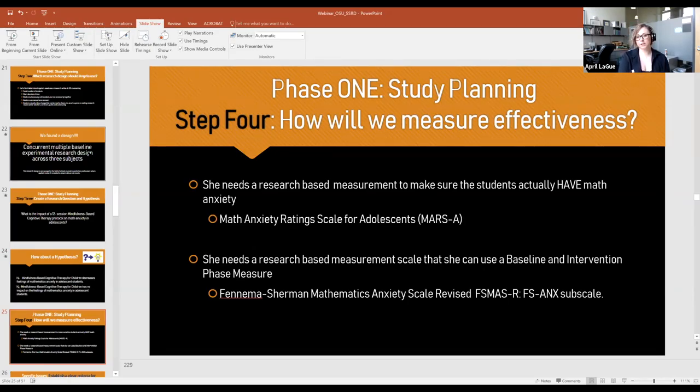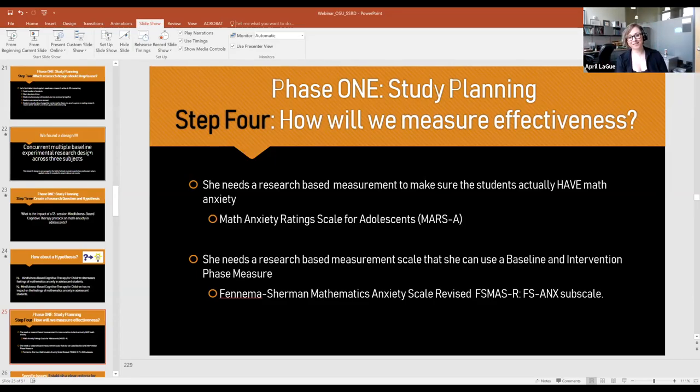So again, in a single subject research design, this is another really important piece that helps solidify validity, in addition to having a manualized approach: having a valid measuring tool. Now, observation oftentimes is the measuring tool for single subject research design, but if at all possible, you can get a valid and reliable instrument, it will increase your validity and outcomes. So for here, she needed a research-based measurement to make sure students actually have anxiety, math anxiety.